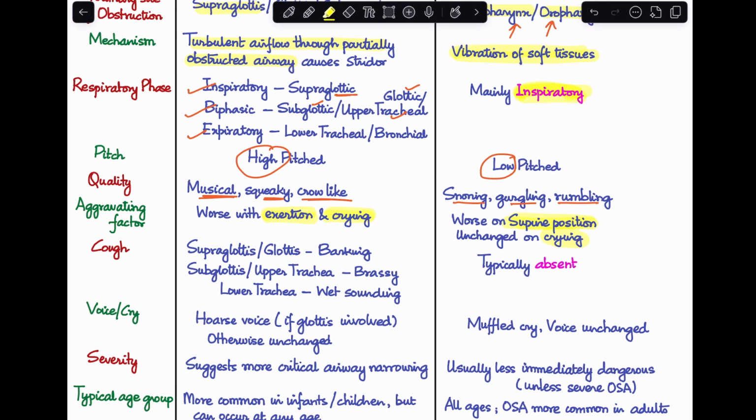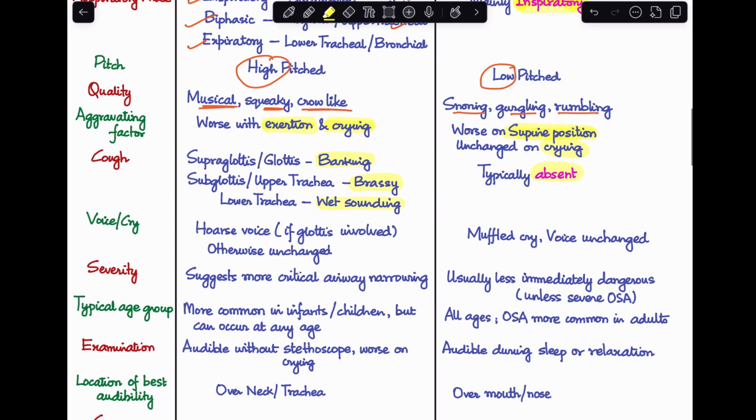Next is cough. If there is a supraglottic or a glottic involvement, the cough will be a barking type of cough. If there is a subglottis or upper tracheal involvement, it will be a brassy kind of cough. And if the lower trachea is involved, the cough will be wet sounding. Whereas cough is typically absent in stertor because we see that the primary site of obstruction in stertor is nasopharynx or oropharynx. There is no cough being presented over here.